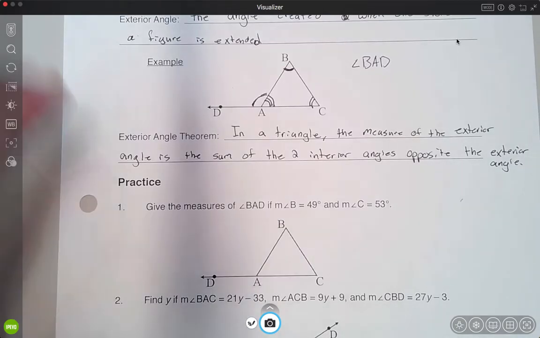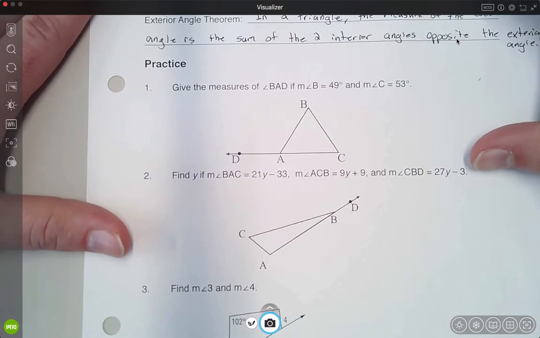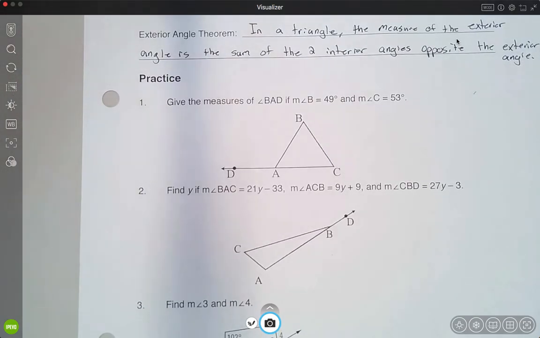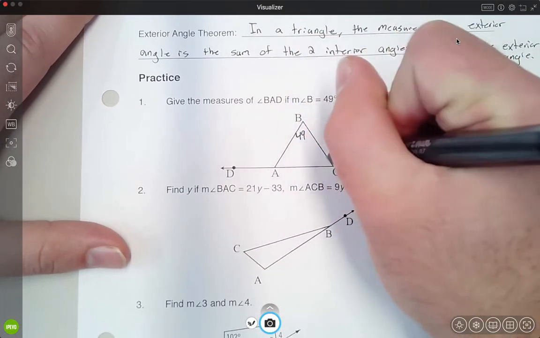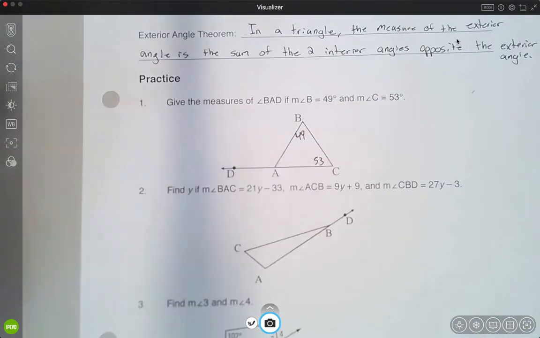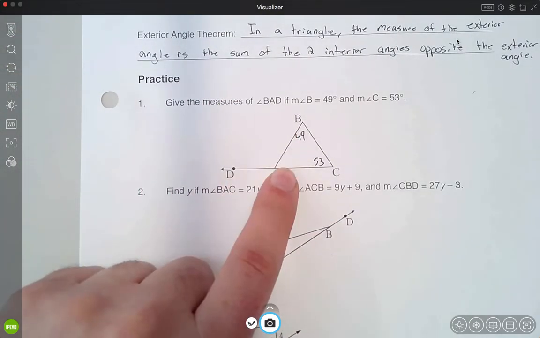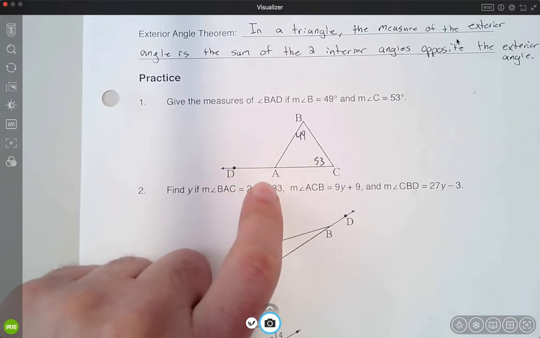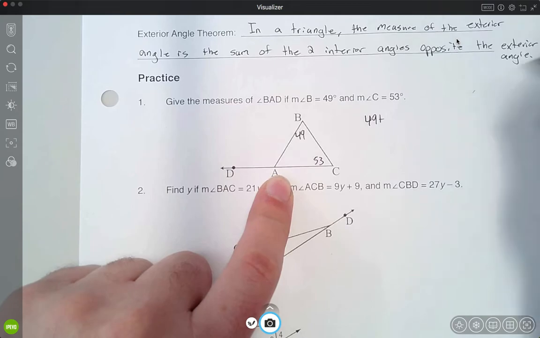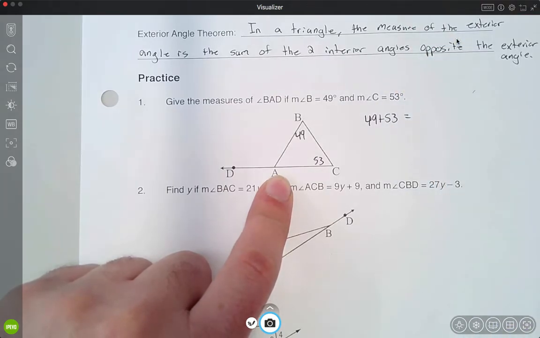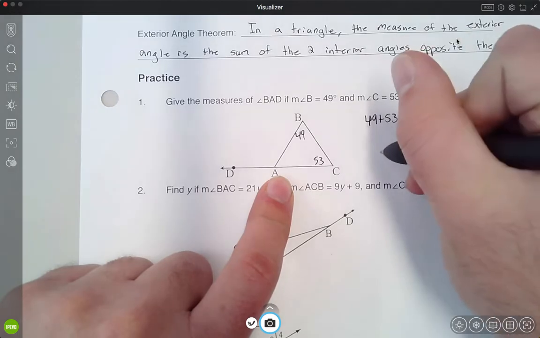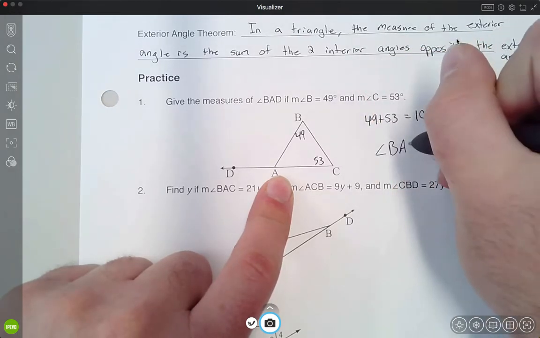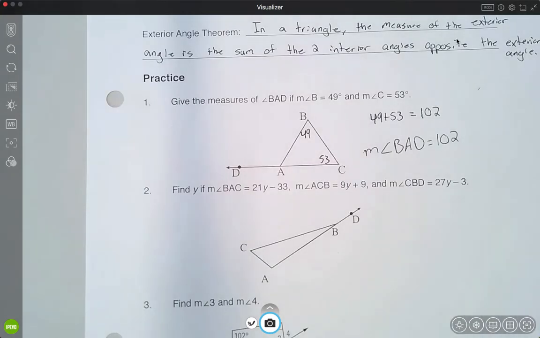Okay, so let's go ahead and give this a shot. If I go down here to number 1, I want to give the measure of angle BAD. It's the same picture we were just looking at, where angle B is 49 and angle C is 53. Now, I could add these together, subtract from 180, find angle A, then subtract angle A from 180 and get angle BAD. But I can do this a little bit faster now. I can take my angle, 49, add it to the 53. My theorem says that the 102 that I get is going to be the measure of angle BAD. Measure of angle BAD is going to be 102.